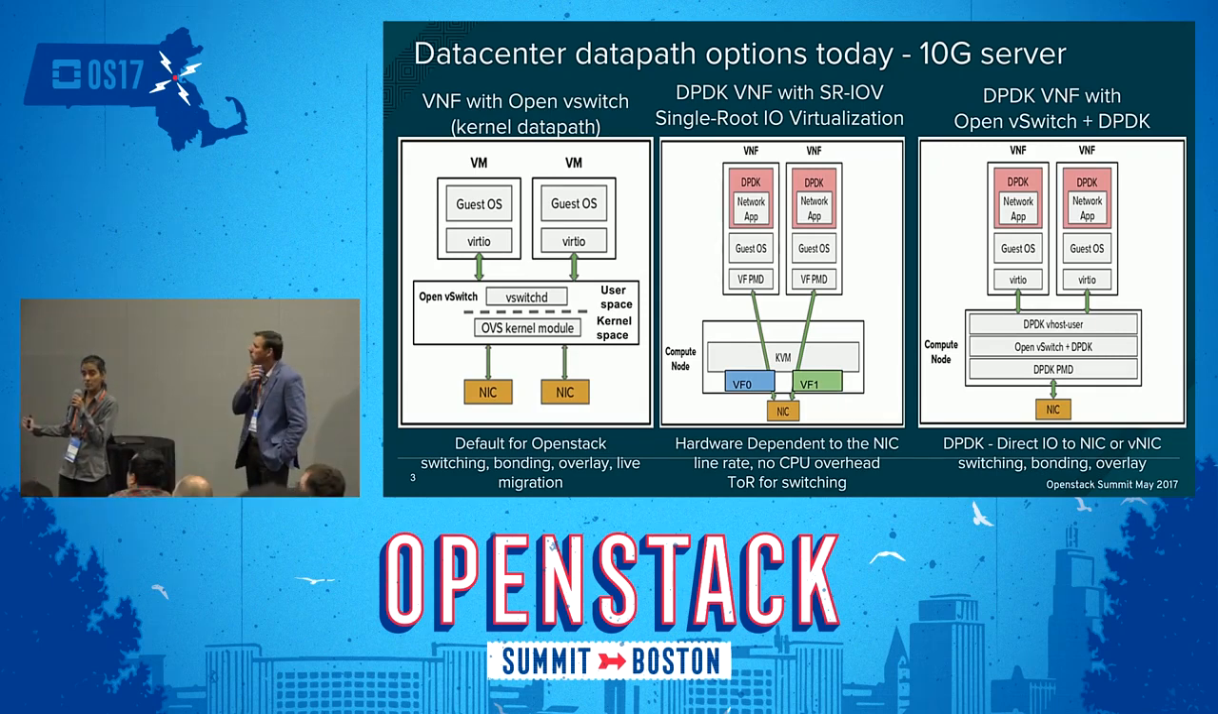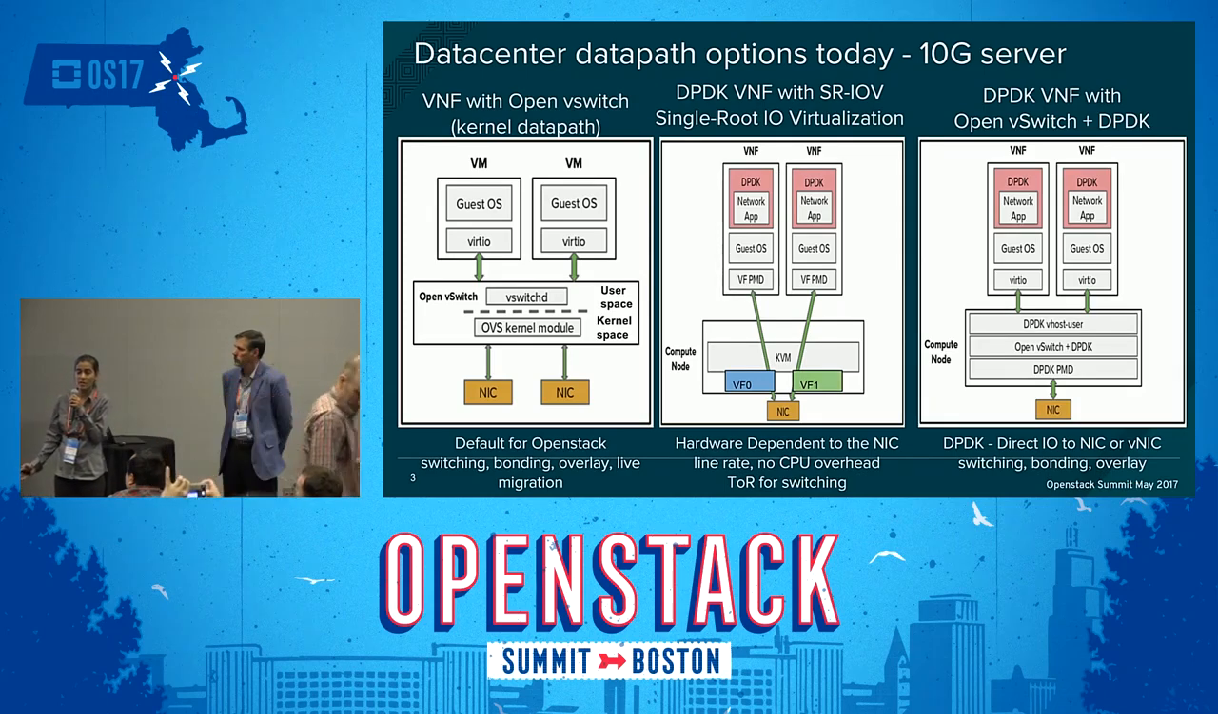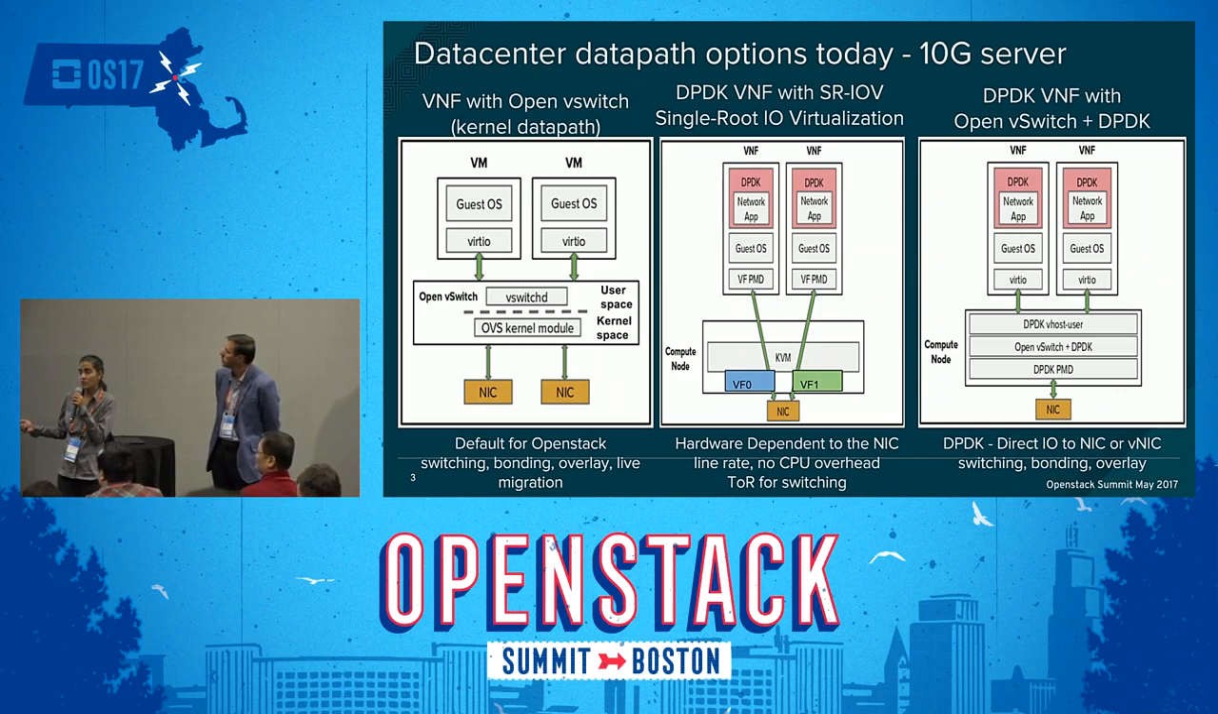Moving more to the right, which is new GA for Red Hat OpenStack, is Open vSwitch with OVS-DPDK, the Data Plane Development Kit. With that, you can get direct I/O to the NIC and some switching options, bonding, some overlay offloads. But you have to give up a few cores on your host to do DPDK, entirely devoted to poll mode drivers.